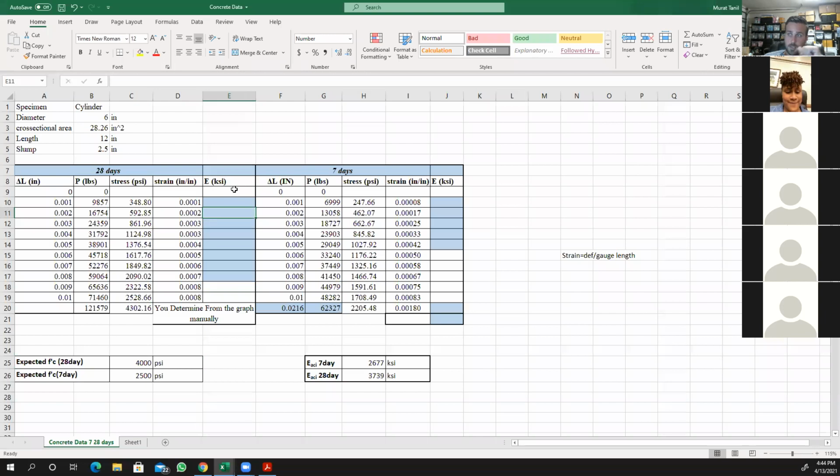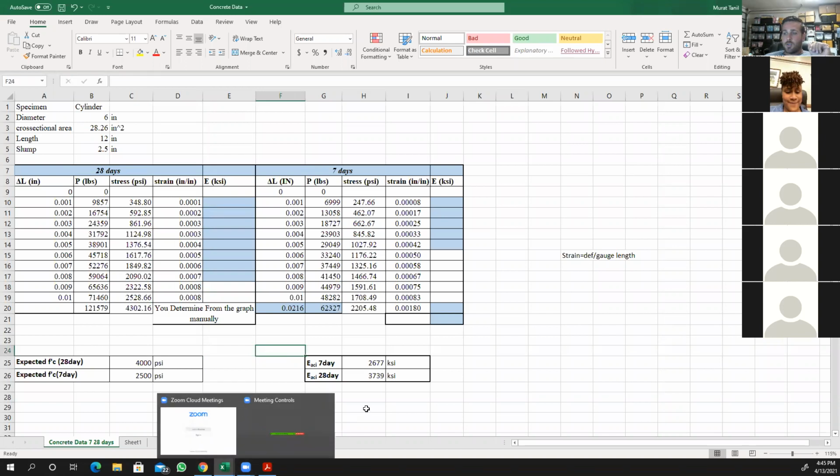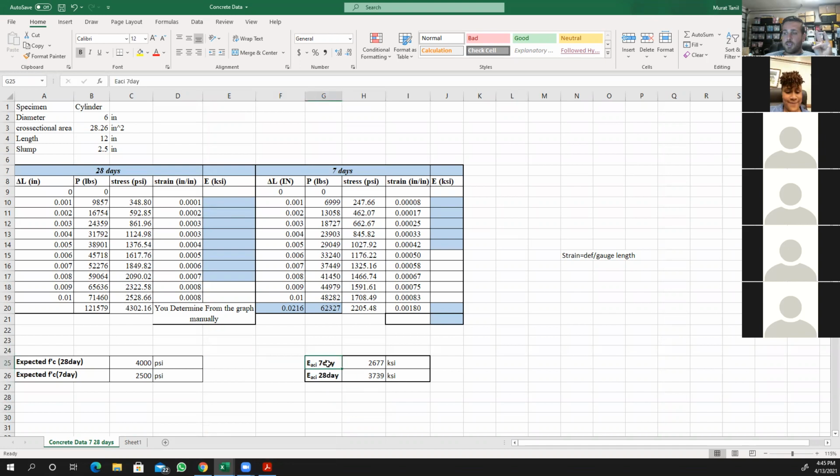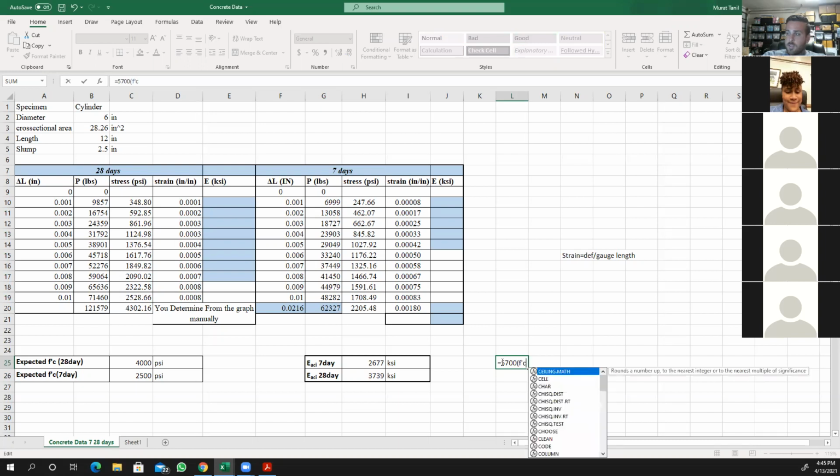And Young's modulus is the last one that you need to calculate. Like I said, there are two ways to calculate the Young's modulus for concrete. One way is to use the ACI method that's developed by the American Concrete Institute. The ACI stands for American Concrete Institute. The equation was 57,000 square root of f'c.